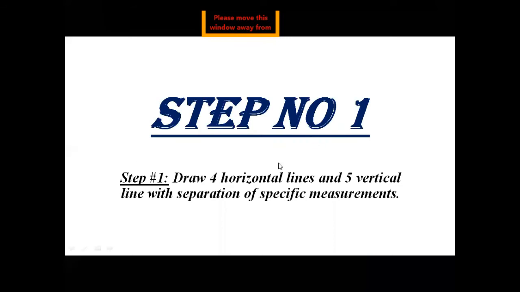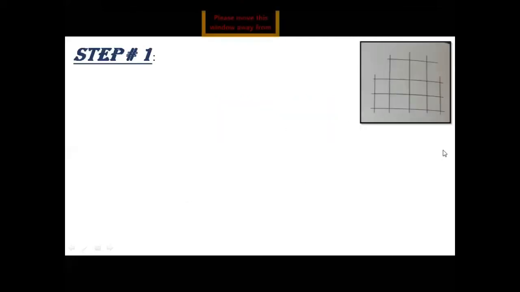Okay, for step number one, to draw the cup and saucer, draw four horizontal lines and five vertical lines with separation of specific measurements. What we will do? We will draw four horizontal lines and five vertical lines with separation of specific measurements. Okay, this one is the diagram, we will try to draw it.